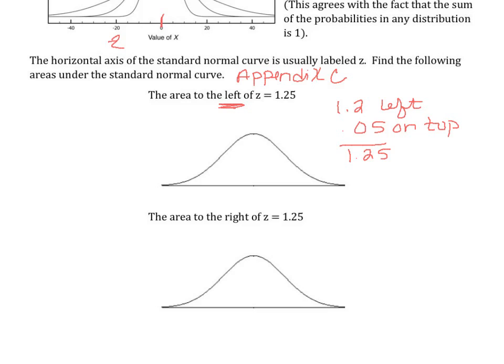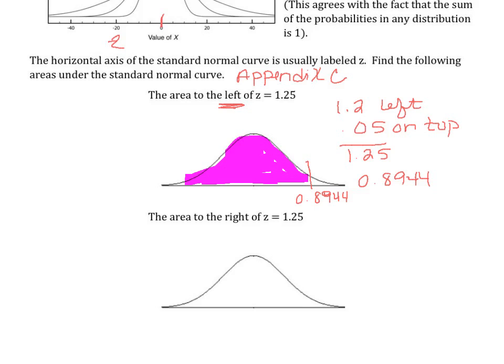Where those two meet each other is 0.8944, where the left-hand column and the top row collide. So that means we have 0.8944, and the area to the left here is shaded.